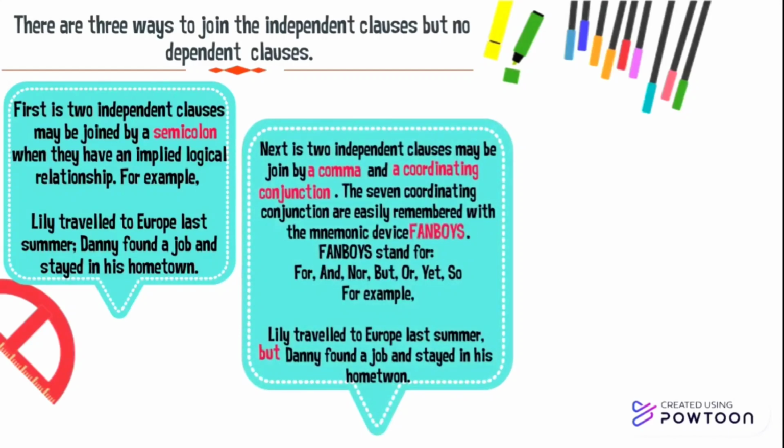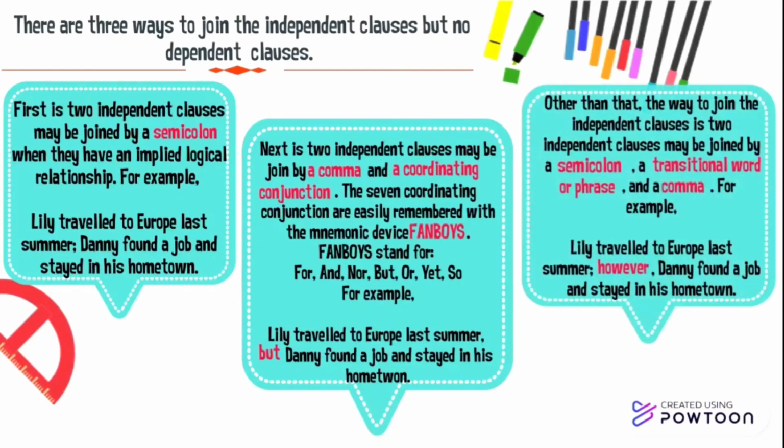Next is, two independent clauses may be joined by a comma and a coordinating conjunction. The 7 coordinating conjunctions are easily remembered with the mnemonic device FANBOYS. FANBOYS stands for for, and, nor, but, or, yet, and so. For example, Lily traveled to Europe last summer, but Danny found a job and stayed in his hometown.